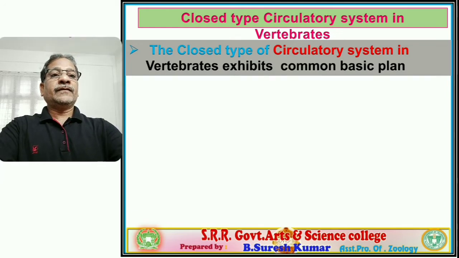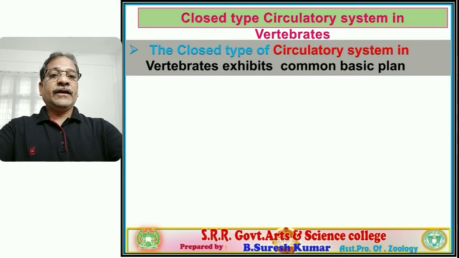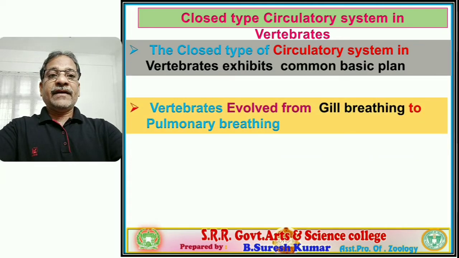The closed type of circulatory system in vertebrates exhibits a common basic plan. If we observe the circulating pathways of different vertebrates, we find a similar, common basic plan. If we observe the circulatory system in individual groups, a little bit of difference is found. Why? Because in the course of evolution, the vertebrates evolved from gill breathing to pulmonary breathing.